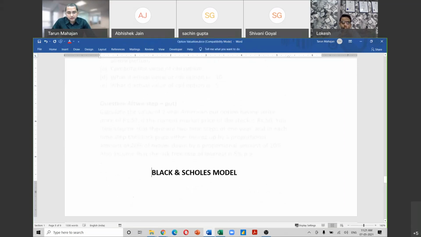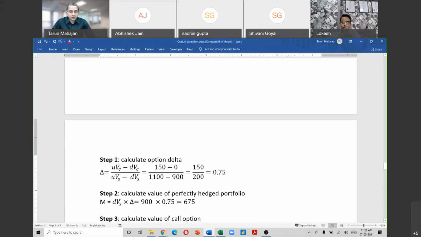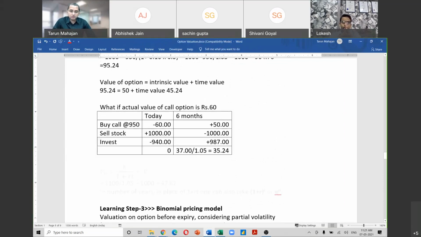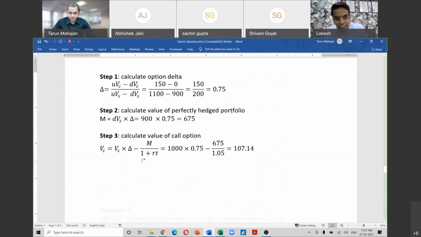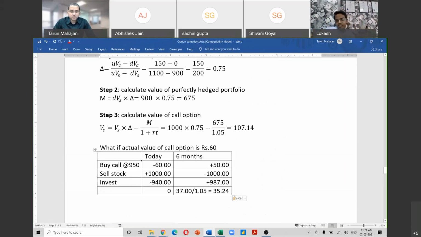I think I'll create one arbitrage table quickly for you. Let's borrow this table from here. Now suppose, what if the actual value of the call option is, say, whatever, let's say 80 rupees. If the actual value of the call option is 80 rupees, the call option is undervalued because it should be worth 107, while it is available just for 80.